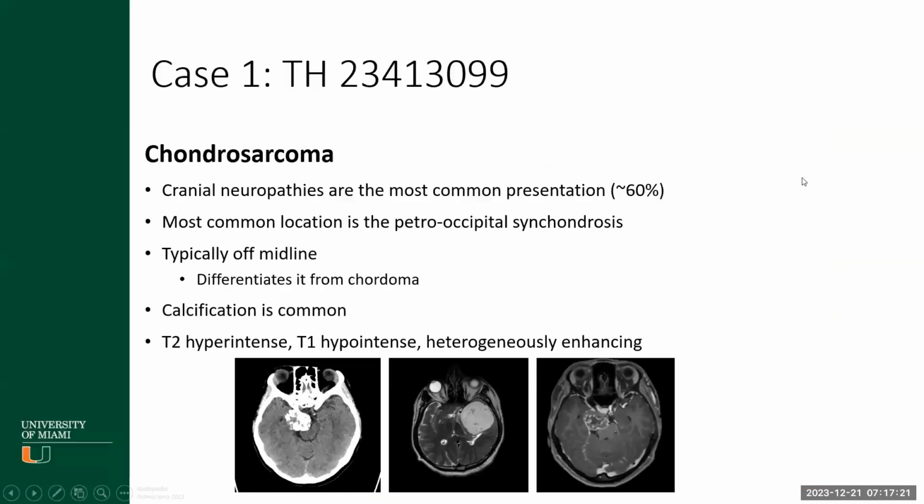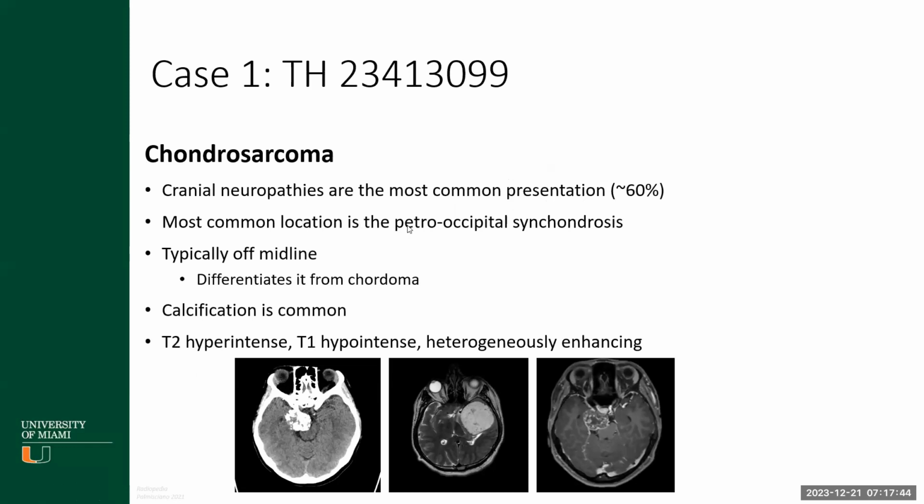Thank you, Dr. Gultekin. So, chondrosarcoma. Just really quickly, the most important things to notice about chondrosarcoma is that cranial neuropathy is most common, given their typical location. And calcifications in these lesions are common, though in this situation I didn't give you a CT scan. I believe there were some calcifications in that lesion.